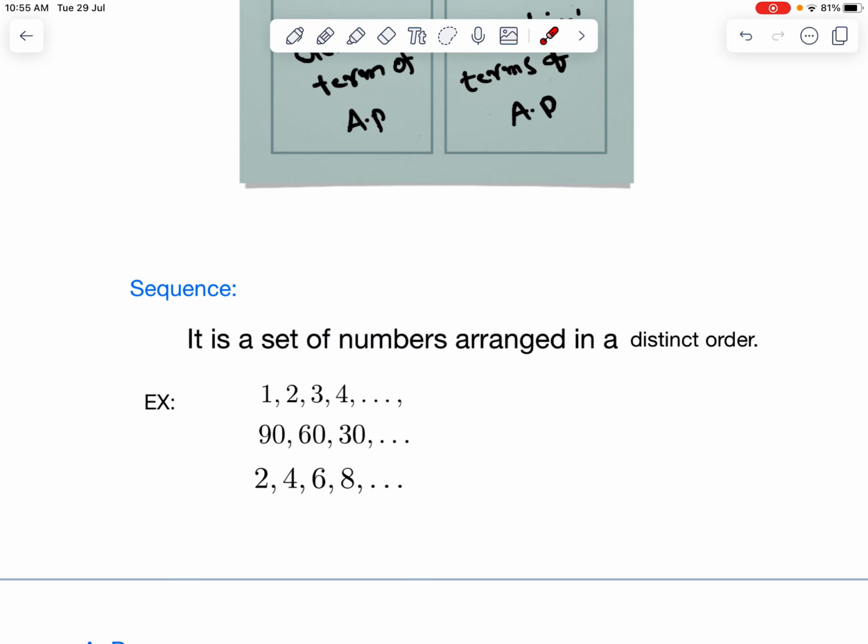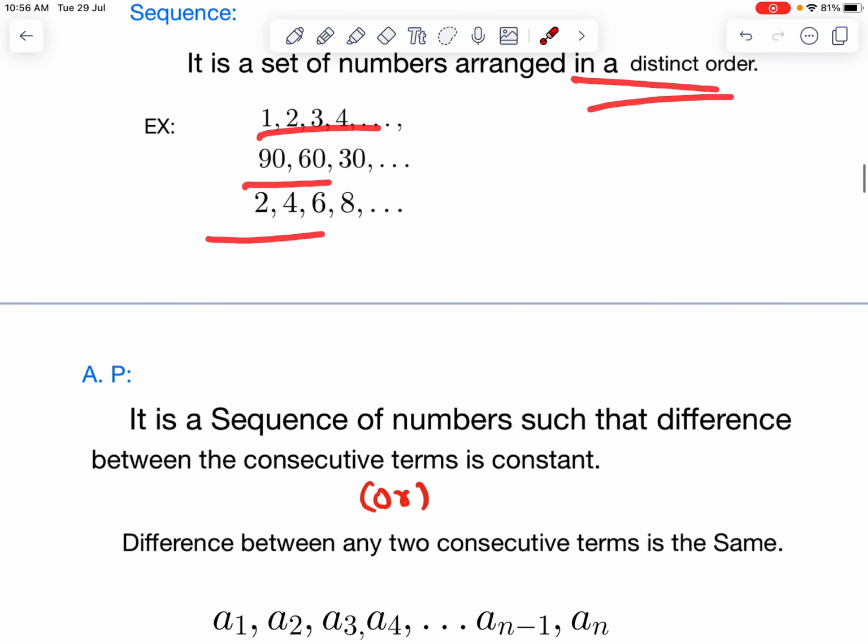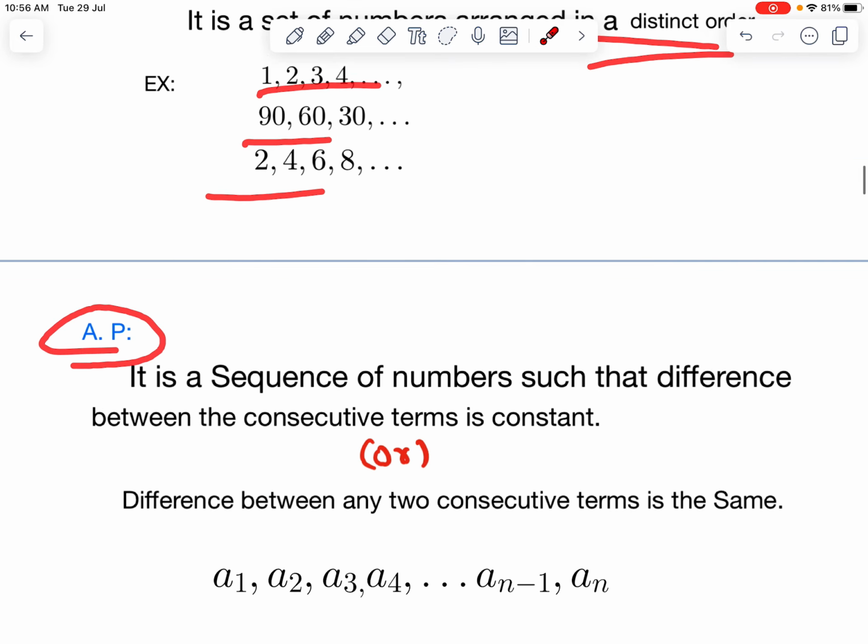The first definition, sequence. It is a set of numbers arranged in a distinct order. You can observe the examples 1, 2, 3, 4, and so on. Distinct order here. Okay, and 90, 60, 30, and so on. 2, 4, 6, 8. These are in a distinct, particular order.